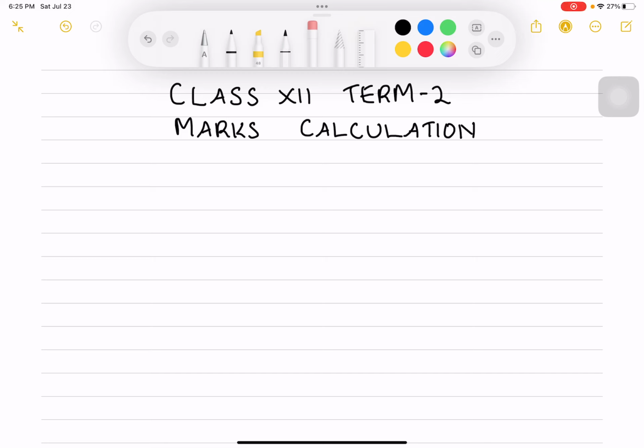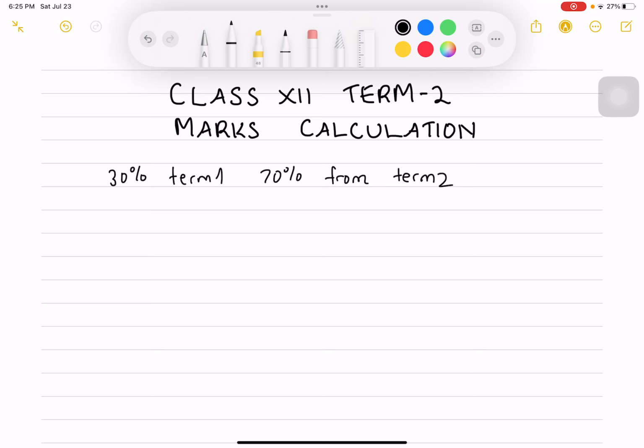Hello friends, in this video I will show you how to calculate your term 2 marks. For this you will need to know your term 1 marks as well as your final marks, which were recently published by CBSE. 30% of the marks are from term 1 and 70% from term 2.